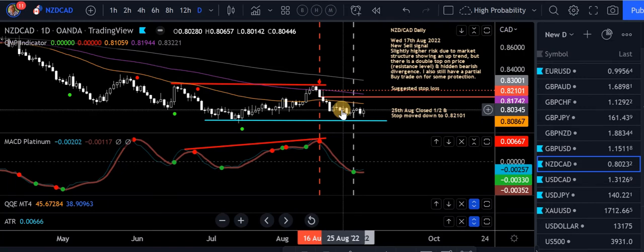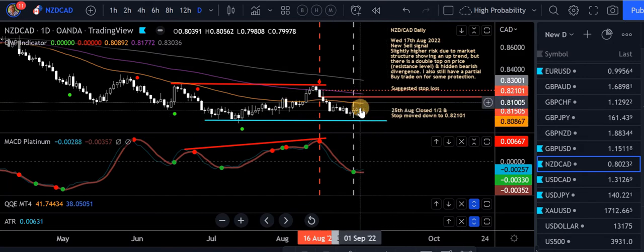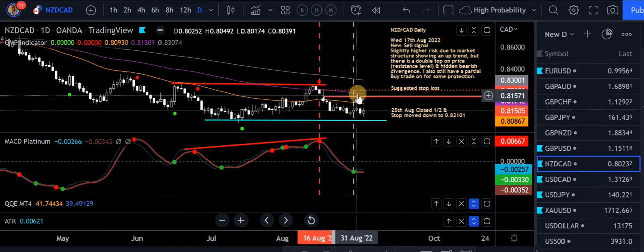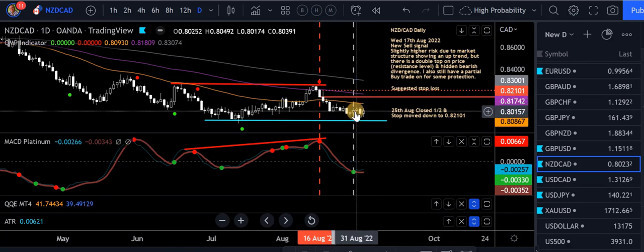Moved the stop down. The MACD's through the zero level. Moved the stop down. Close half. So can't lose on that either, because even if I get stopped out now, that small loss on the second half would be less than the profit on the first half.